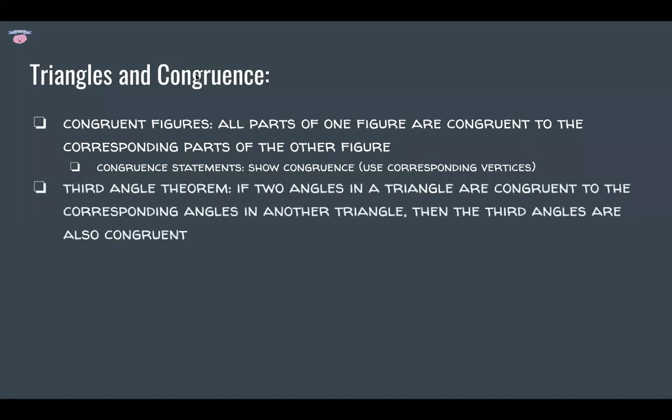The third angle theorem is if two angles are congruent to the corresponding angles in another triangle, then the third angles are also congruent. Back to our triangles. If this is congruent to this, and this is congruent to this, then this is congruent to this. We can prove this using the triangle sum theorem.